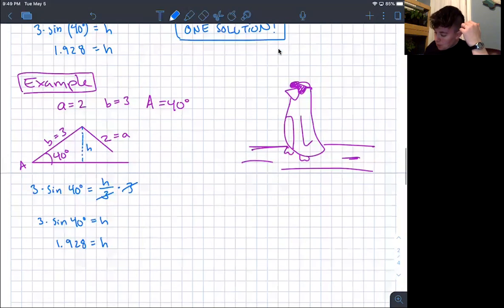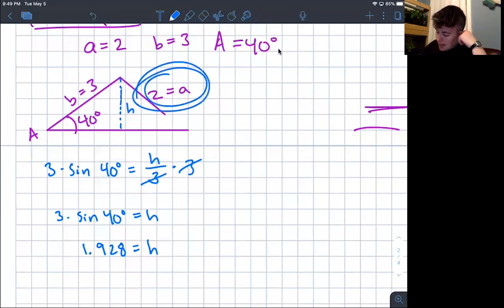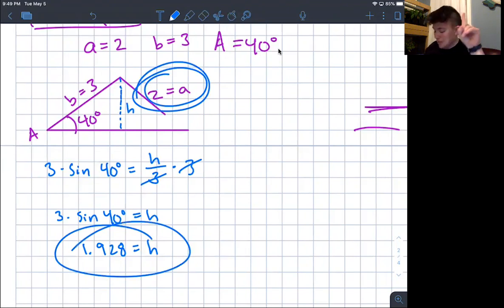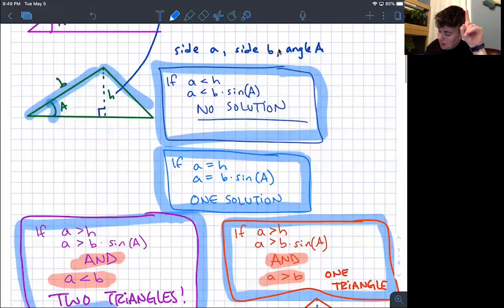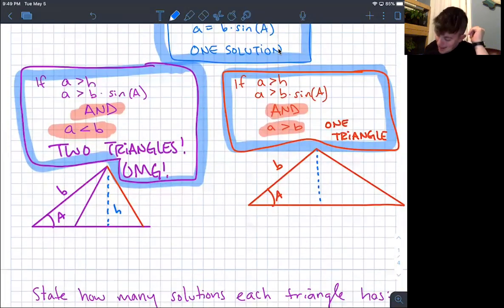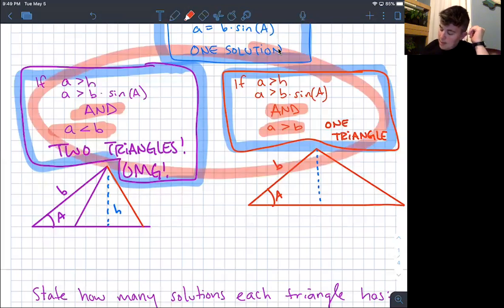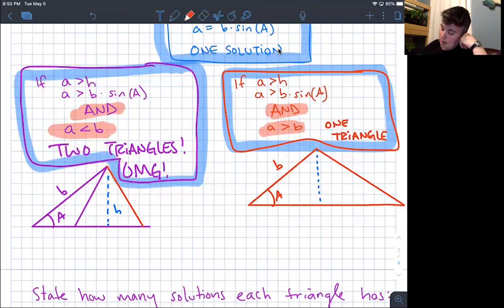Okay, so let's look at our side A compared to the height. Just barely, side A is greater than the height. So let's go back up and look at our situation. So we are again in one of these two situations. So we need to see, all right, are we here where side A is less than B, which means two triangles, or are we here where side A is greater than B, and we are with one triangle?